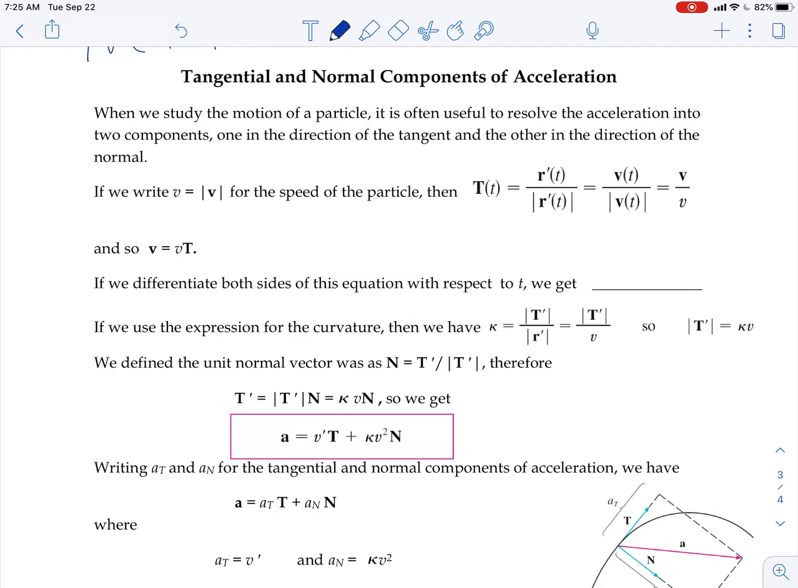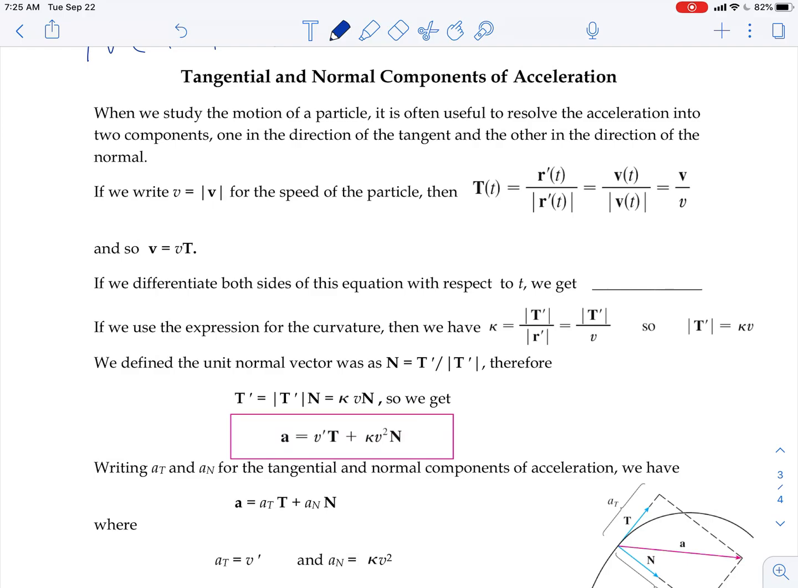When we study the motion of a particle, it's often useful to resolve the acceleration into two components, one in the direction of the tangent and the other in the direction of the normal. If we write our speed as the magnitude of the velocity vector, then our unit tangent vector T is equal to the derivative of the position function divided by the magnitude of the derivative of the position function, which is just our velocity vector divided by the magnitude of the velocity, which is our velocity vector divided by speed.